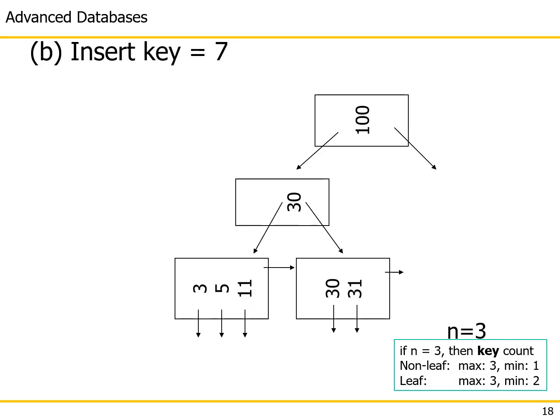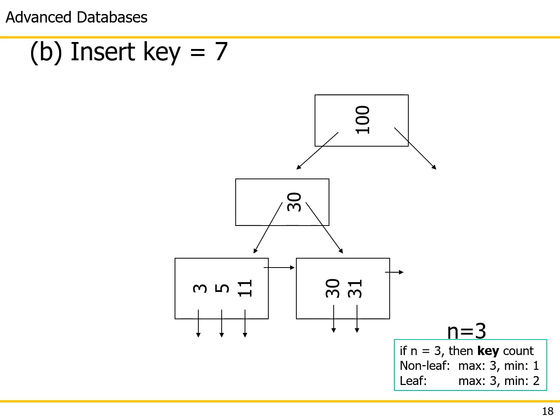Let's look at another example. We will start to see things performed in a little bit different way. So here I'm going to insert 7 for the same tree we looked at before with the same n equal to 3. 7 is less than 100, I move left to the node that has this 30. 7 is less than 30, I move left of 30 to a node that has 3, 5, and 11.